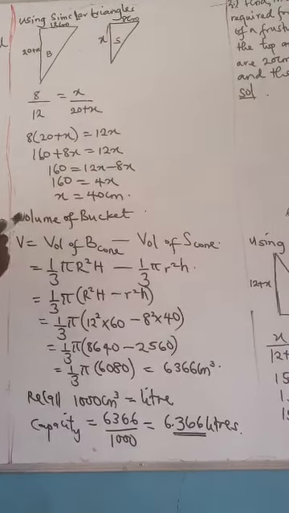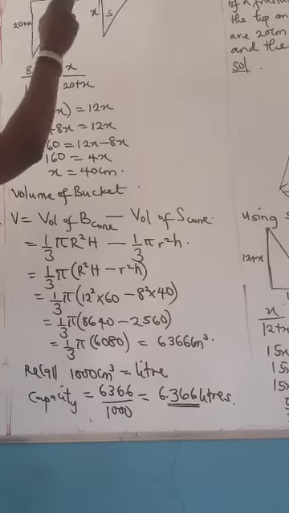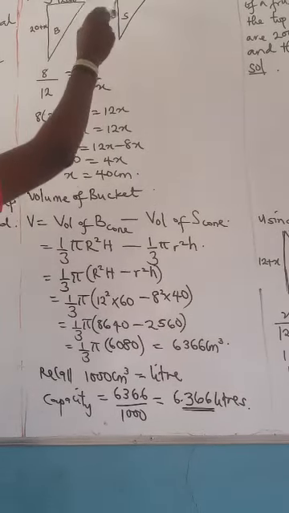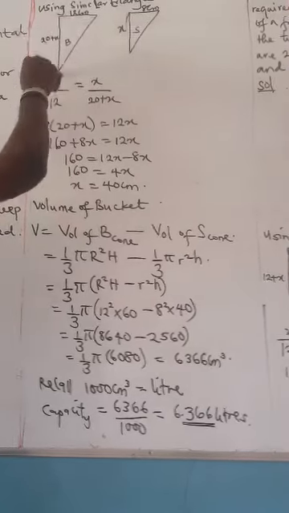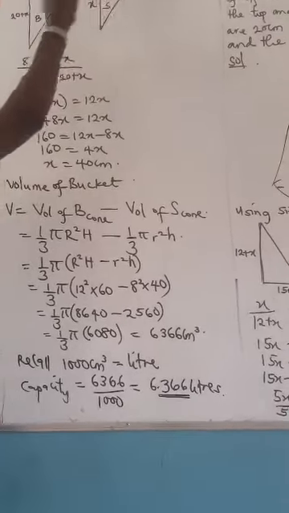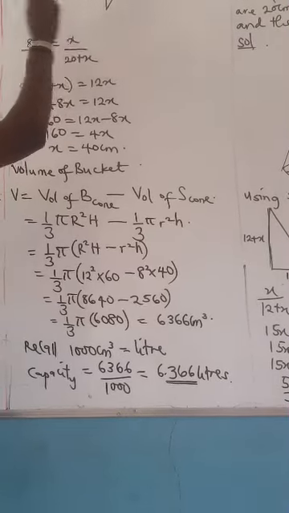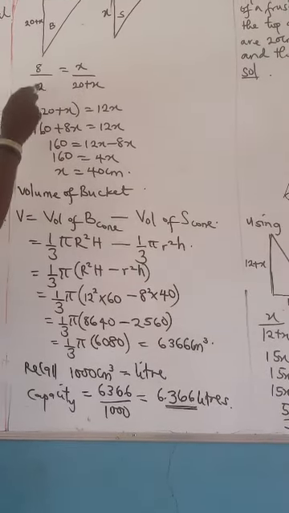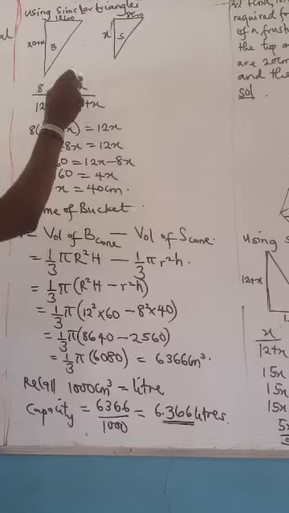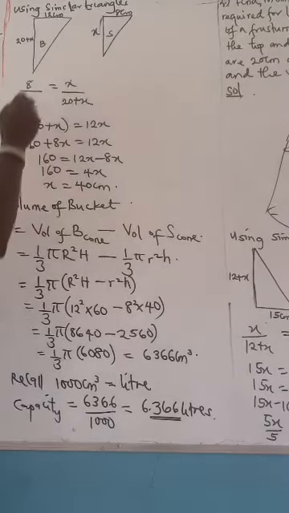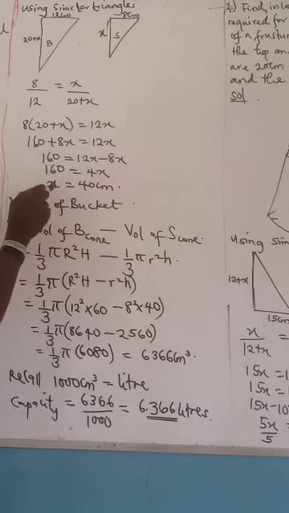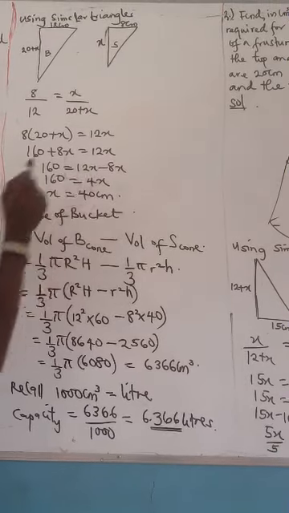Now using similar triangles, remember that you have small side over big side, then small side over big side, because they look alike and you see corresponding sides. So you have 8 over 12 equals x over 20 plus x. Then we cross multiply using the linear equation method. You get x equals 40 centimeter.